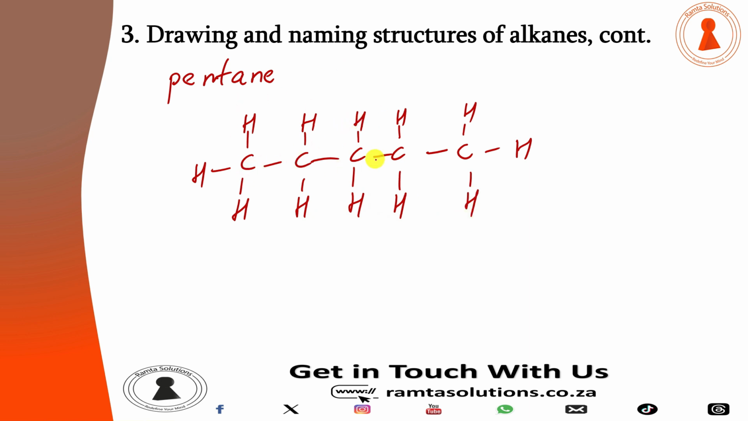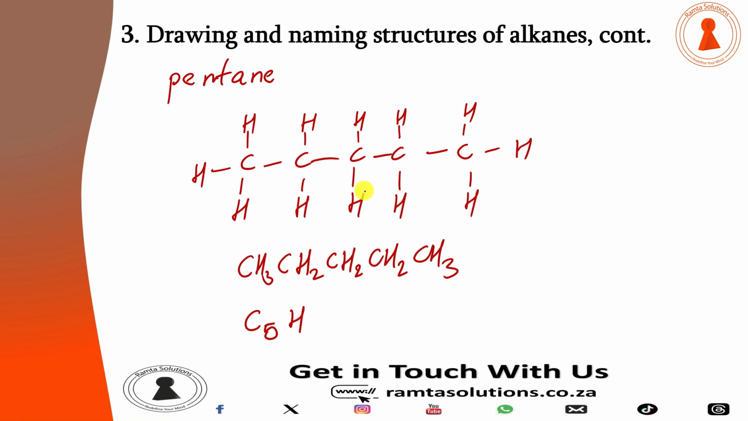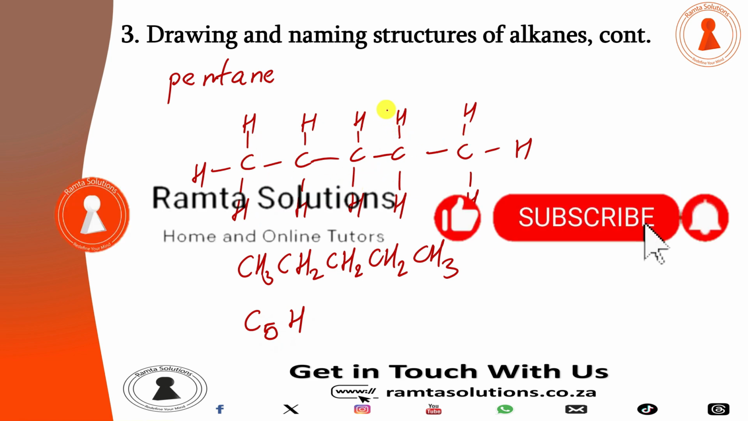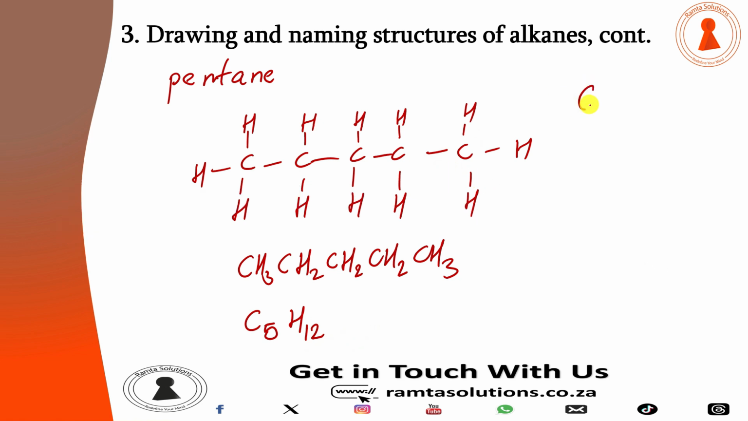Can you see? 1, 2, 3, 4, 5. What is the condensed structural formula? It is CH3. This one has how many hydrogens? 2. Followed by one with how many hydrogens? 2. Again, 2. Lastly, 3. This is the condensed structural formula. Now, what is its molecular formula? How many carbons? 5. How many hydrogens? 3, 6, 12. 12, right?